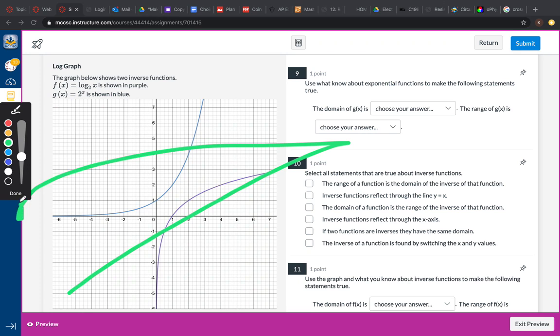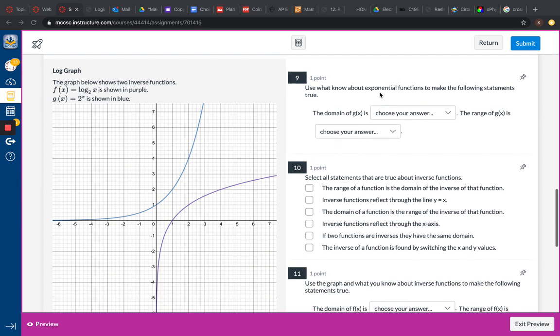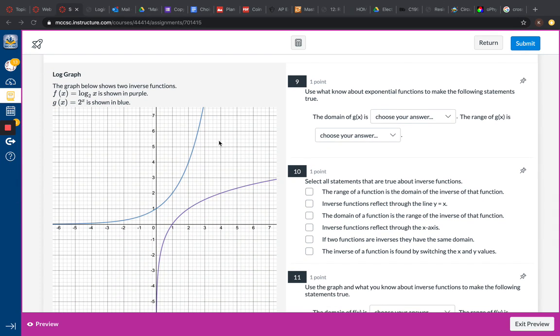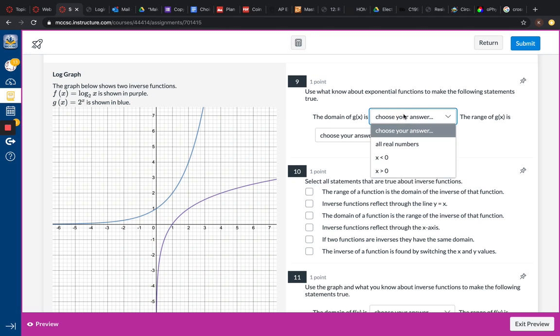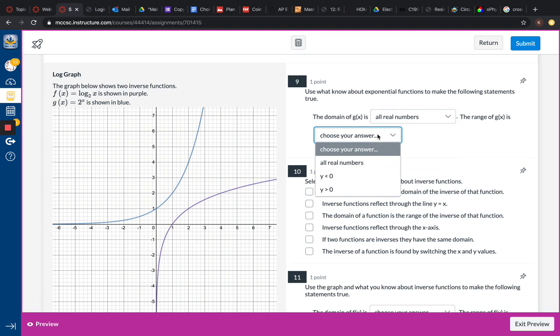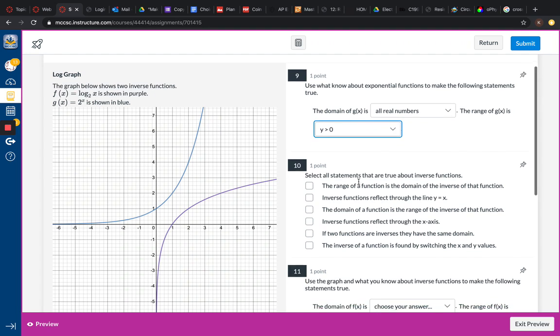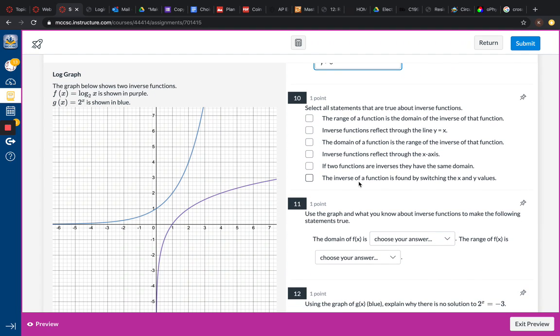So we're going to use some drop down. So I'm looking at the blue function here, g of x. Any exponential function, remember that I can put anything in for my exponent, so our domain is all real numbers. The range is not, because when we take 2 to some power, we're always going to get a positive number, so our range is going to be y is greater than 0.